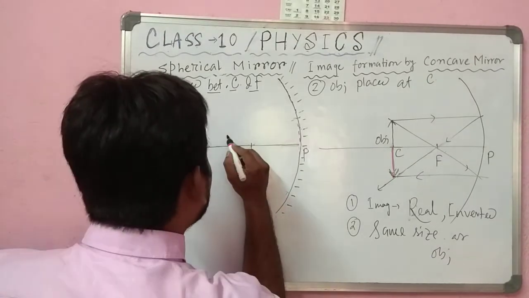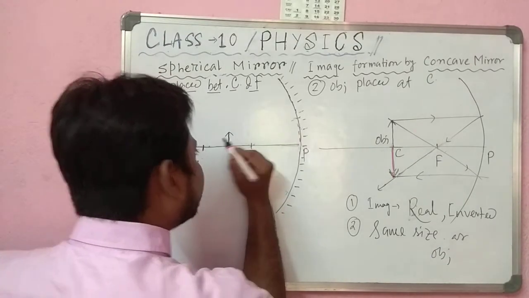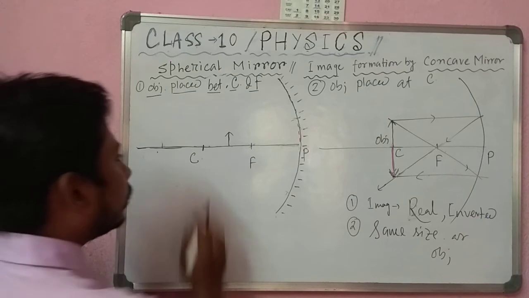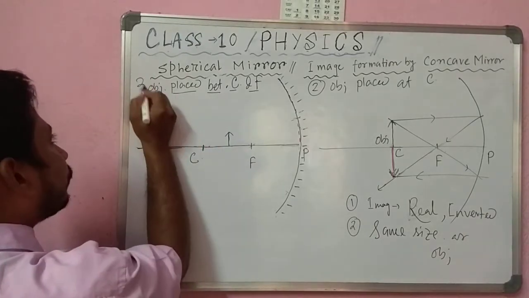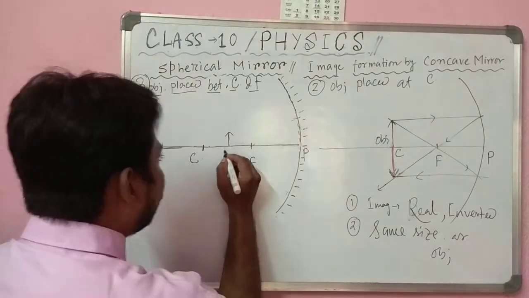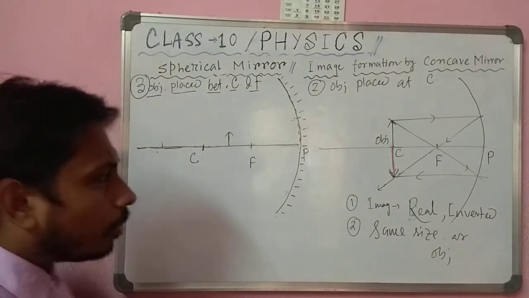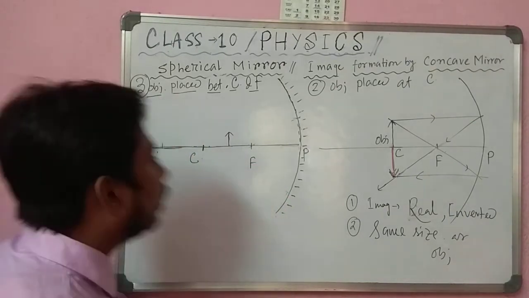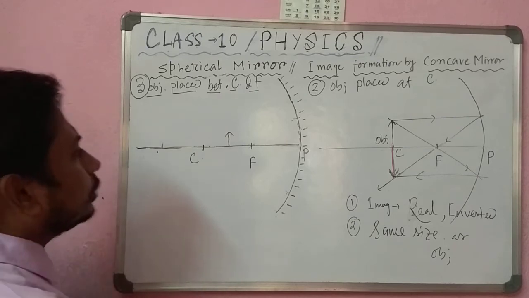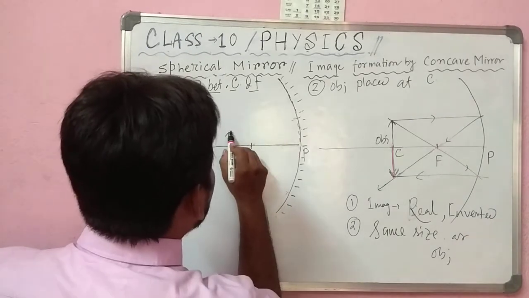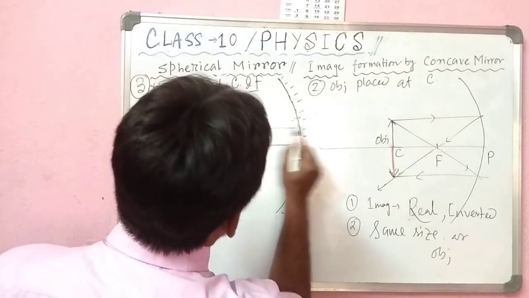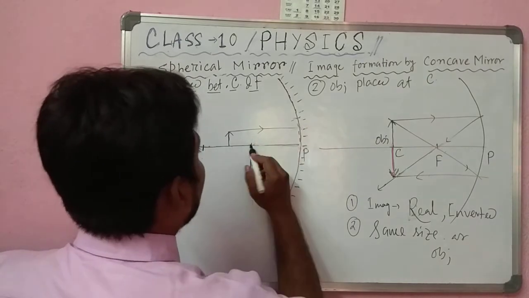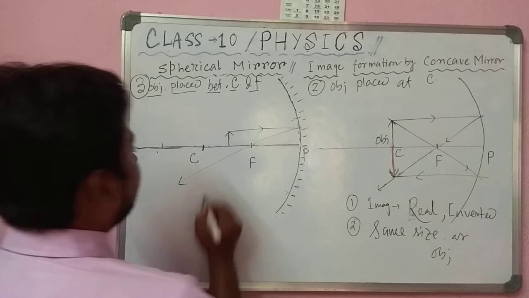So now you will place the object, a slightly small object, so that you can manage the whole diagram. So it's a trick, student. Listen. For drawing number 3, you place the object and draw its size a little small so that you can manage the diagram. So next you draw similar lines. First line parallel to the principal axis, it will pass through the focus.